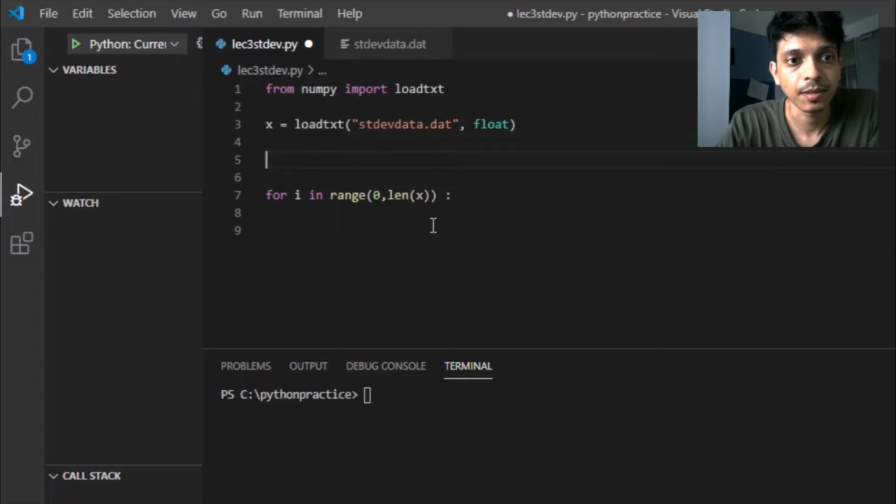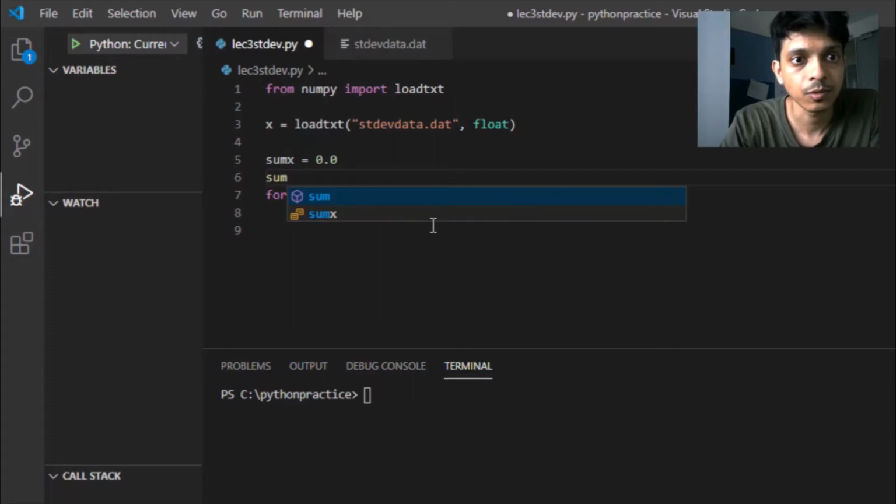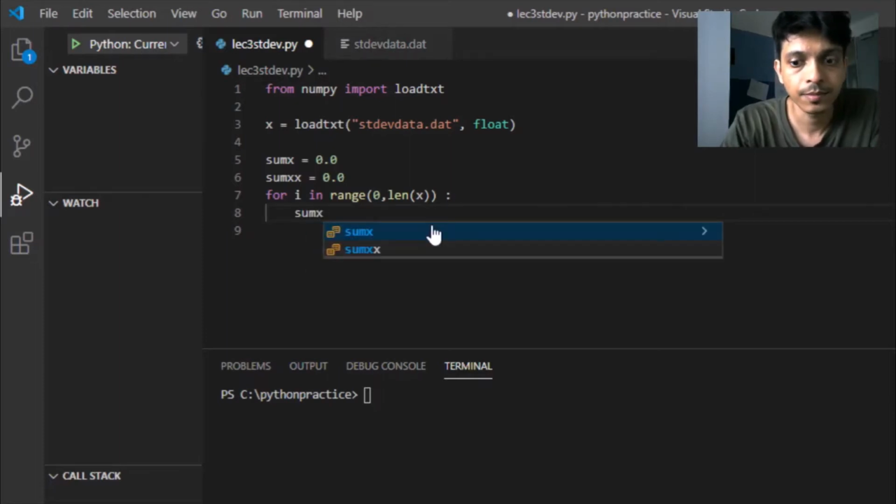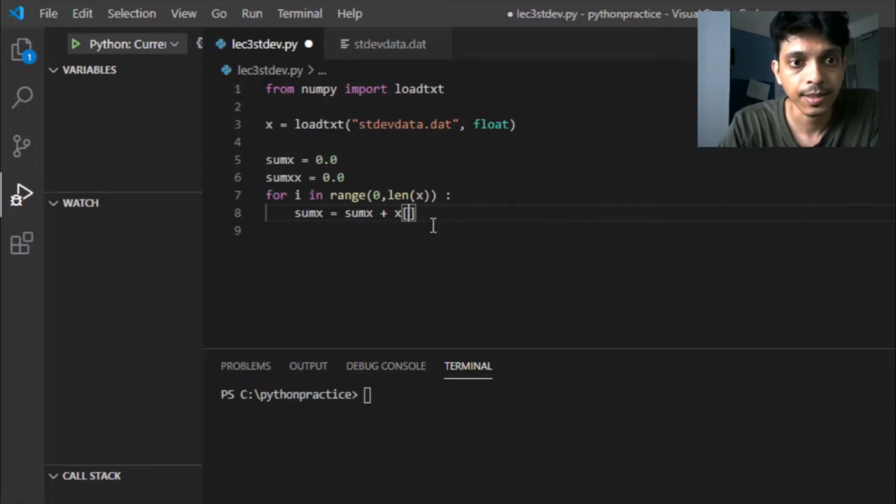We need to initialize some sums. So sum over x, let's initialize that to 0, and sum over x square, let's initialize that to 0 as well. So sum x is sum x plus xi. By the way, are you all familiar with this shorthand notation for sum is equal to sum plus? You can just do sum plus equal to. Then sum over x square is sum over xi squares.